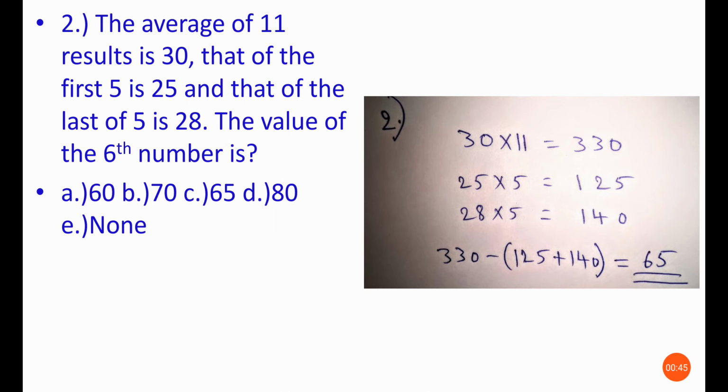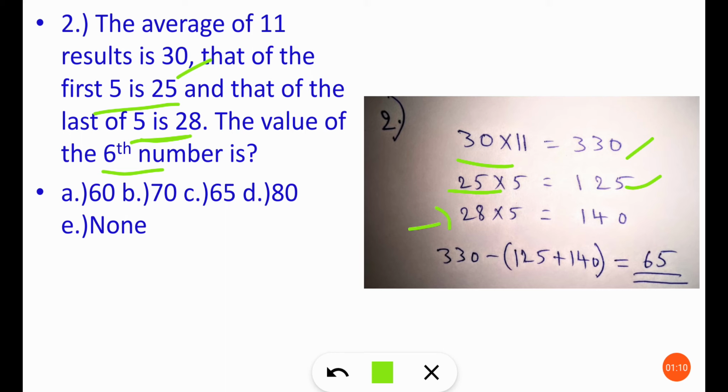Moving to the second question. The average of 11 results is 30. That of the first 5 is 25 and that of the last 5 is 28. Find the value of sixth number. Average of 11 numbers is 30. So the sum will be 30 into 11, 330. And the average of first 5 is 25. Sum will be 25 into 5 equal to 125. And the average of last 5 is 28. Sum will be 28 into 5.